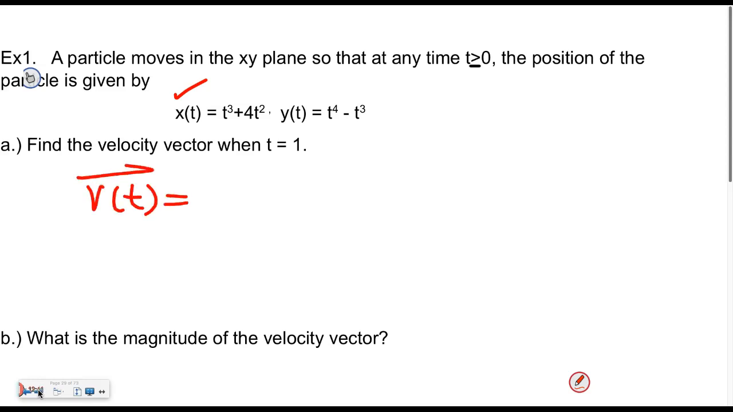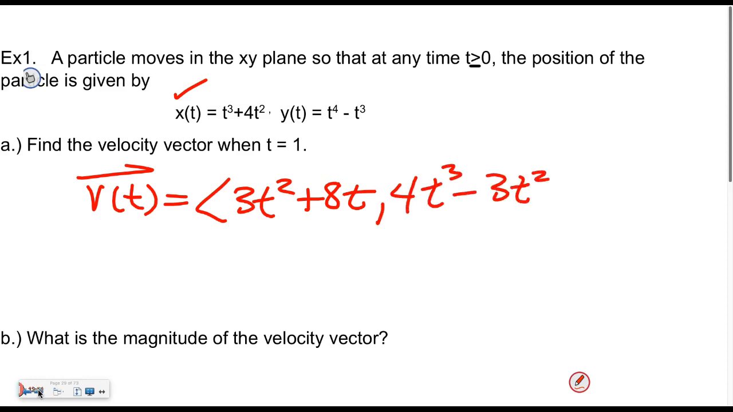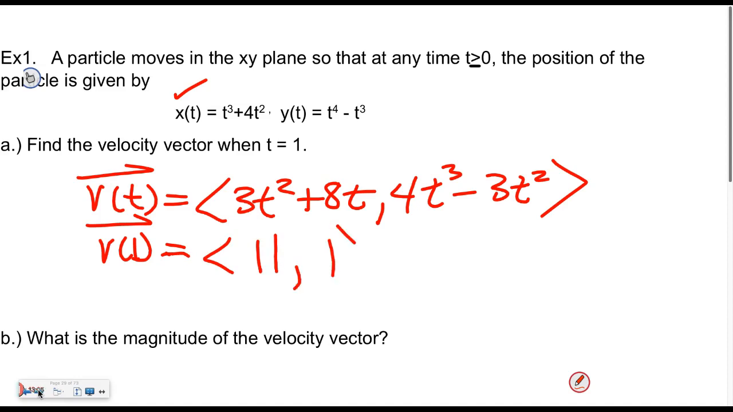Well, all you do is say it's got a horizontal component, which is the derivative of position, and a vertical component, which is also the derivative of position. So nothing difficult there. Same as always, when you want to do it at a specific time, you just plug that time in. You will get a two-component answer. It is a vector that's got an 11 when I put a 1 in, and a 1. That's it. That's the velocity vector.